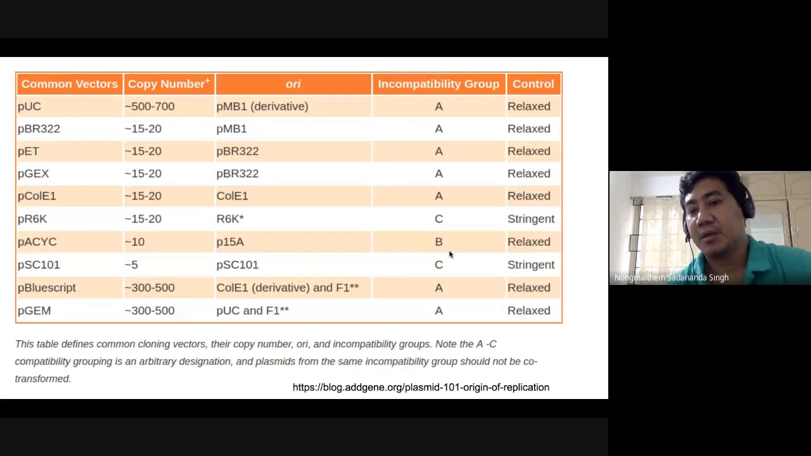Again, the compatibility groups A, B, C. What it means is that when you put a plasmid inside E. coli, A compatibility group plasmids cannot be put with another A plasmid. It can be put only with B or C. Likewise, B class plasmids cannot be put with another B class plasmid, because they are incompatible, and the cell tries to maintain only one plasmid of the same group. Group A will maintain only one, B only one, C only one.